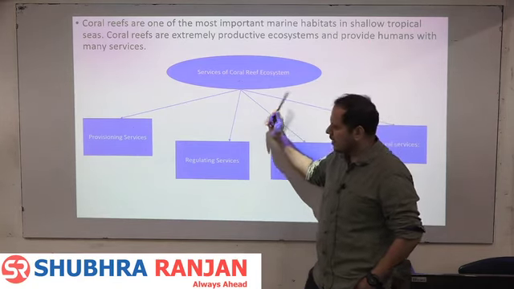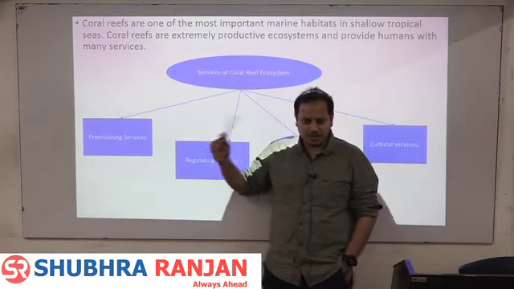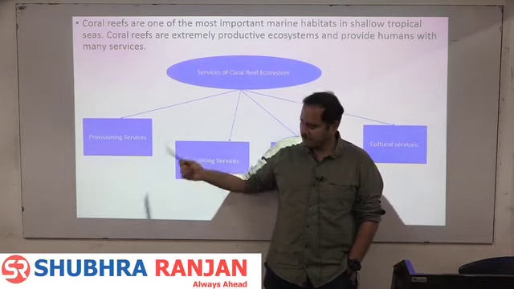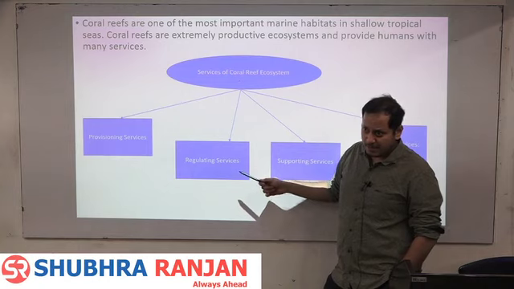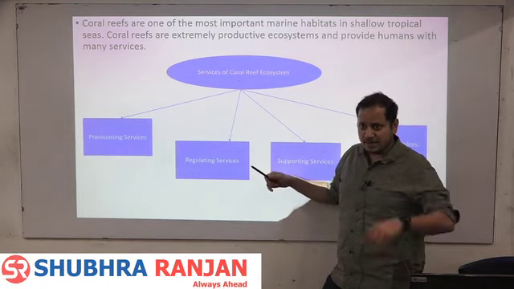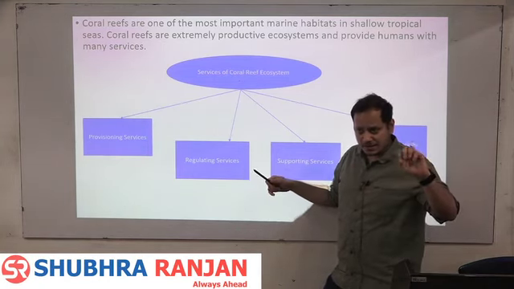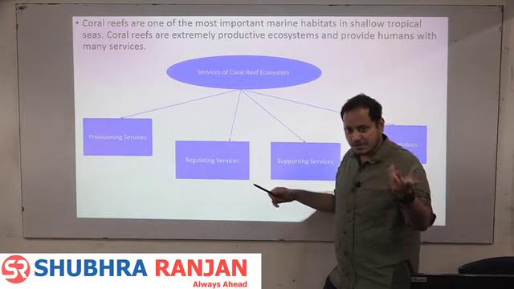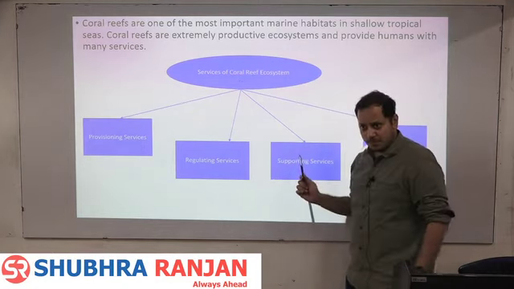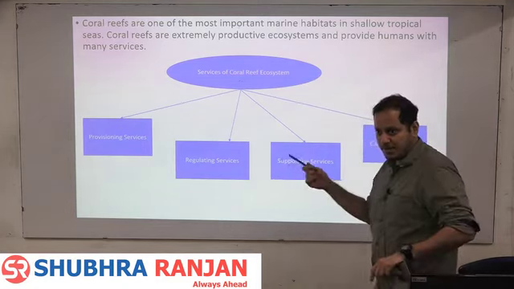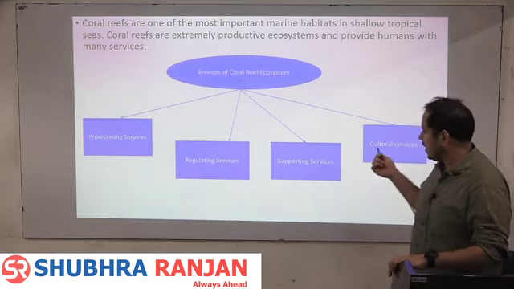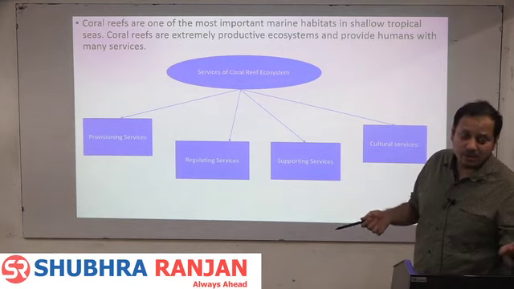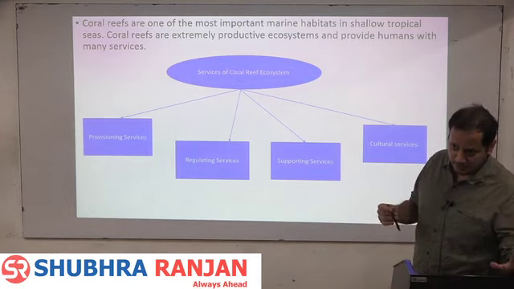For any ecosystem, write the answer in this way, whether it is optional or GS. They provide us provisioning services. They will regulate something, regulating services, that is they will take excess carbon dioxide and convert it into oxygen by the process of photosynthesis. They will support the development of various life forms. If there are mangroves, then there is different biodiversity there. Supporting services and cultural services are the non-material benefits we derive from the ecosystem.